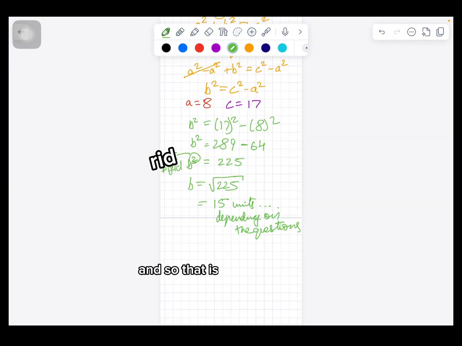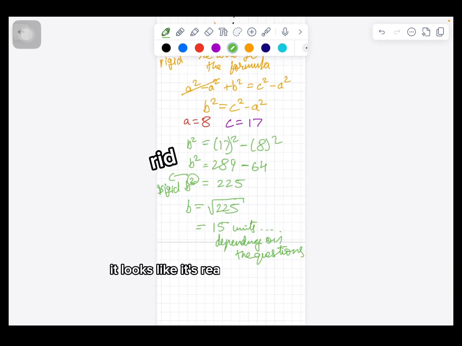And so that is what the Pythagorean theorem with different examples looks like. It's really easy if you practice, and if you need any help you can put it in the comment section. My team and I will try to respond as fast as possible.